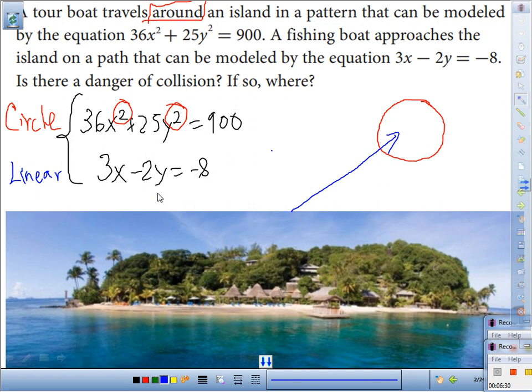So what they want to know is, all right, guys, here's a tour boat. It's going in circles with tours. Will it collide with the fishing boat that will come to shore? What do we call that when they both intersect? A solution. And in this case, a collision.